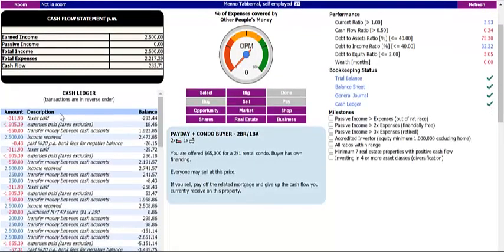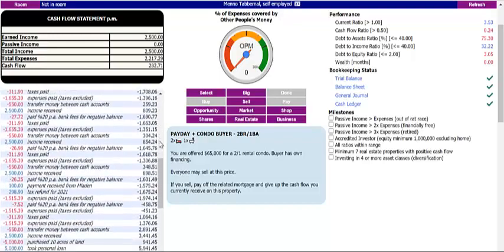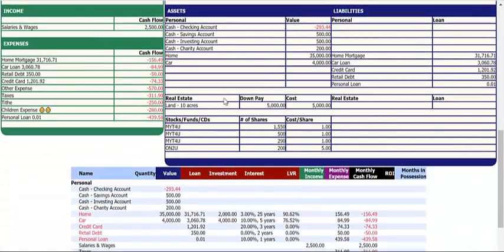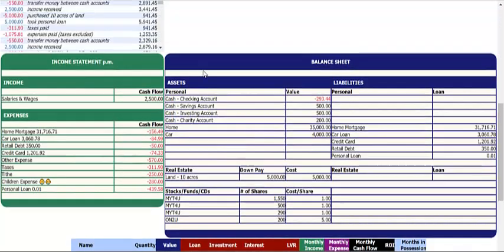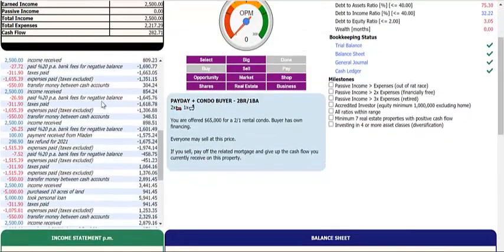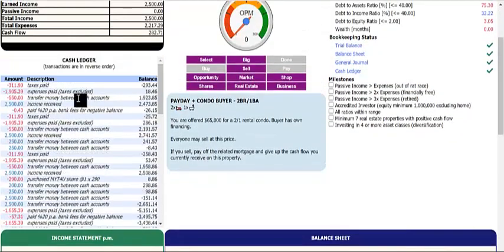So you'll see in my cash ledger here on the left that I received income here. I've transferred money between my cash accounts. If we go further down here, money has been transferred from my checking account to my savings account, investing account, and charity account. So I can automatically set up a JARS system. We'll go back up to the top. And that money has been transferred. You can see how much I still have left after that transfer. My expenses have been paid.